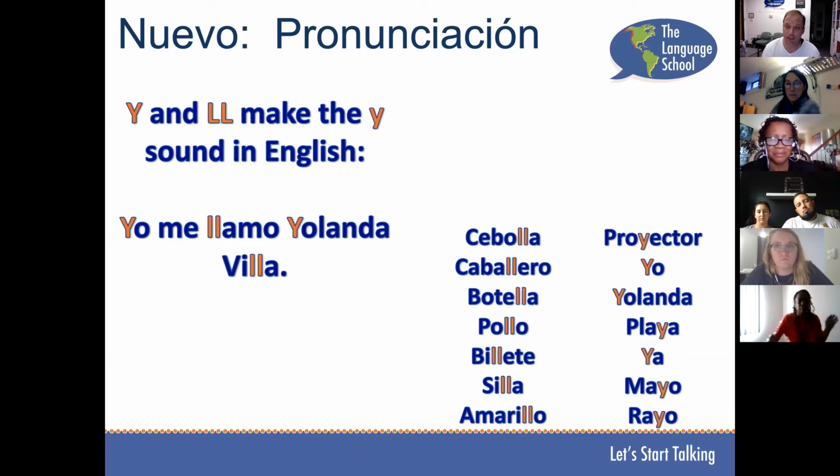Depending on the region in the world you are, that can change a little bit. Like in the Caribbean, they pronounce it more like a J, like yo me llamo. You've probably heard Pedro saying it like that. Further south, where I lived in Argentina, they pronounce it like a sh, so it would sound like yo me llamo Yolanda Villa. That was a really fun accent to get used to. But here in the United States, most people you're going to talk to are from Mexico, and it's more of a smooth Y sound, right?